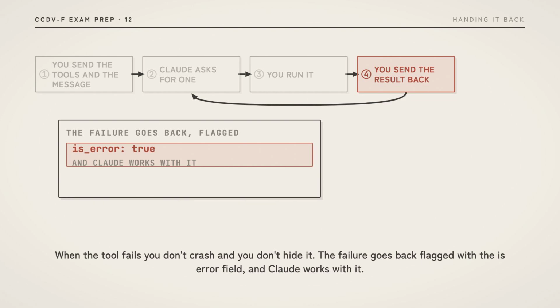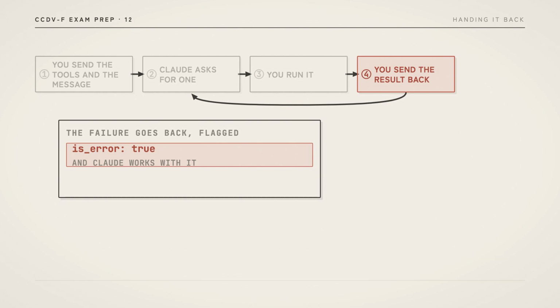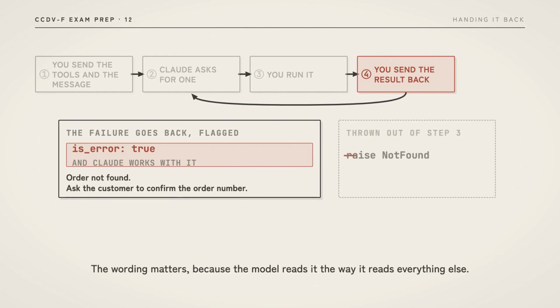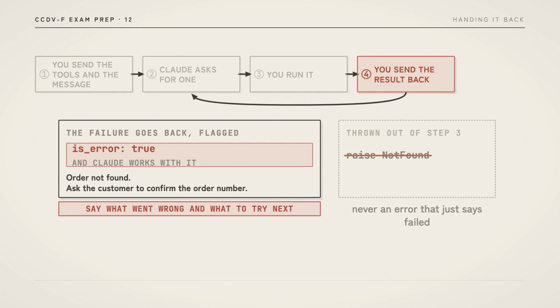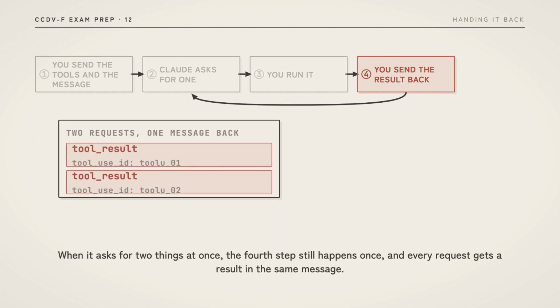The failure goes back flagged with the is error field, and Claude works with it. The wording matters because the model reads it the way it reads everything else. The doc's advice is to say what went wrong and what to try next, instead of an error that just says failed. When it asks for two things at once, the fourth step still happens once, and every request gets a result in the same message.